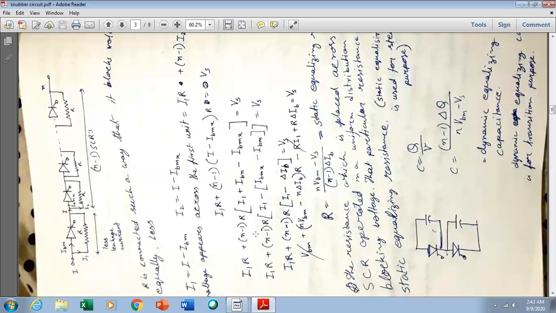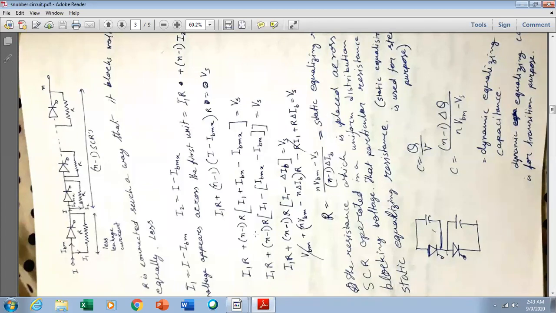is, suppose, the change in current due to the difference between the SCRs, that is delta IB. This is actually the difference between the SCRs which we have discussed, because whatever may be the rating, equal devices cannot be made, so some differences of current rating may be there, and that difference is denoted by delta IB. So I1 minus delta IB equal to Vs.